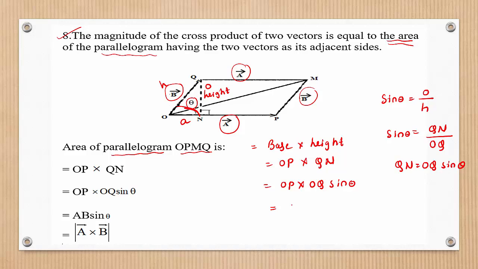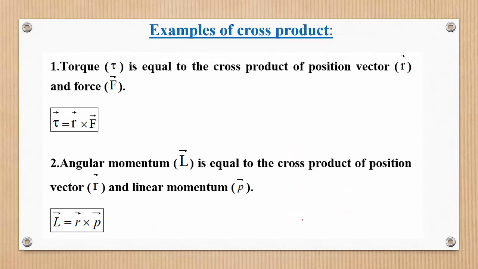Now from the diagram OP is equal to vector A, into OQ gives vector B into sin theta. So we can write A, B sin theta. So here the cross product of two vectors gives area of parallelogram, AB sin theta. This is the magnitude of cross product of two vectors and it is equal to area of the parallelogram. So these are the 8 properties of cross product, or we can also call it as a vector product.